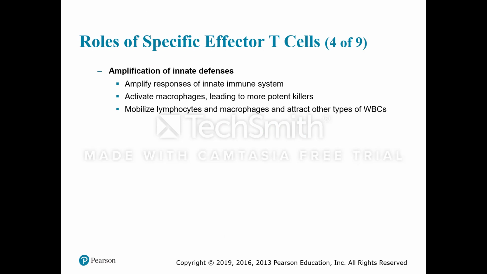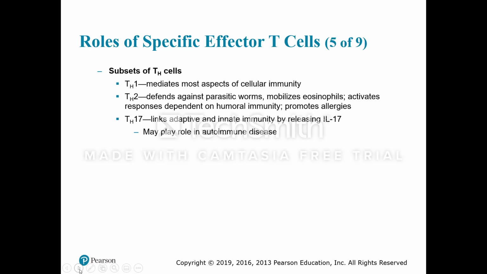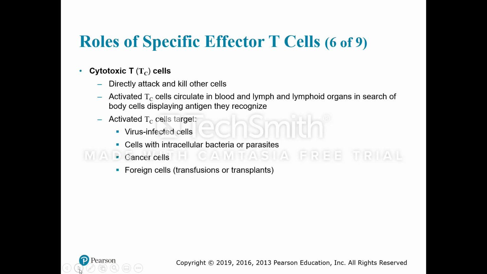There are other roles of effector T cells. These are the T cells that are already cloned and outside of the blood cells. They amplify responses of the innate immune system. They activate the macrophages, leading to more potent killers. They mobilize lymphocytes and macrophages and attract other types of white blood cells. Now, I am not going to be giving you these subsets. The reason I put this in the PowerPoint is so that you know, when you read it in your book, that I am not going to give this to you in your exam.